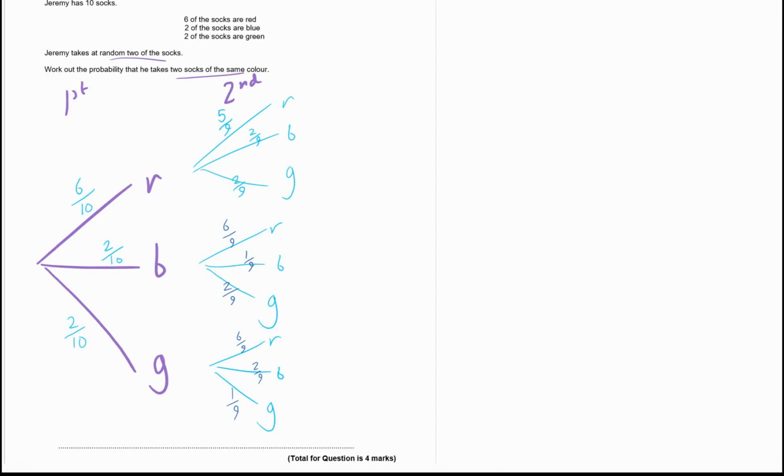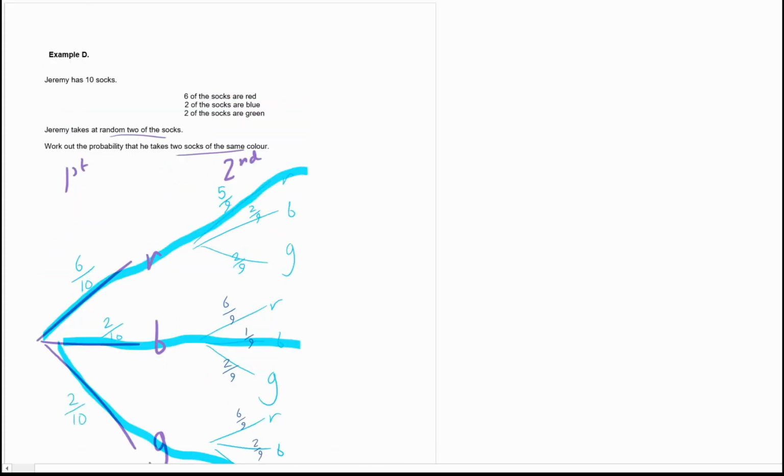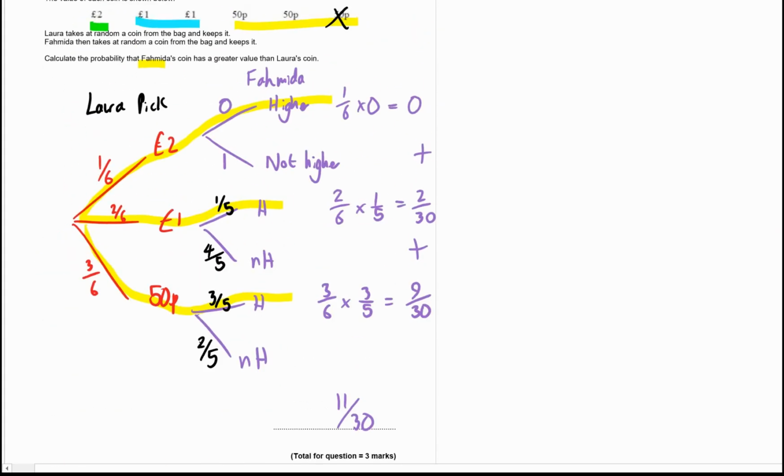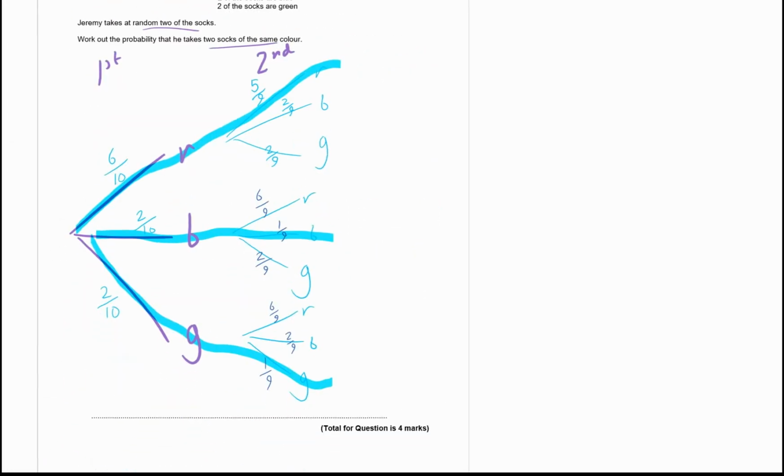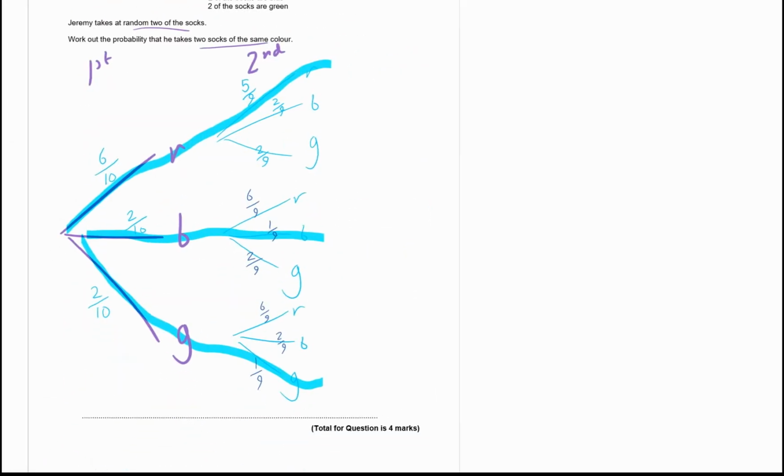Work out the probability that he takes 2 socks of the same colour. So I could have red then red, blue then blue, or green then green. And just like with the previous example, I'm going to times all my branches and then add up my answers. I won't actually do this now, as that stuff's fairly straightforward.